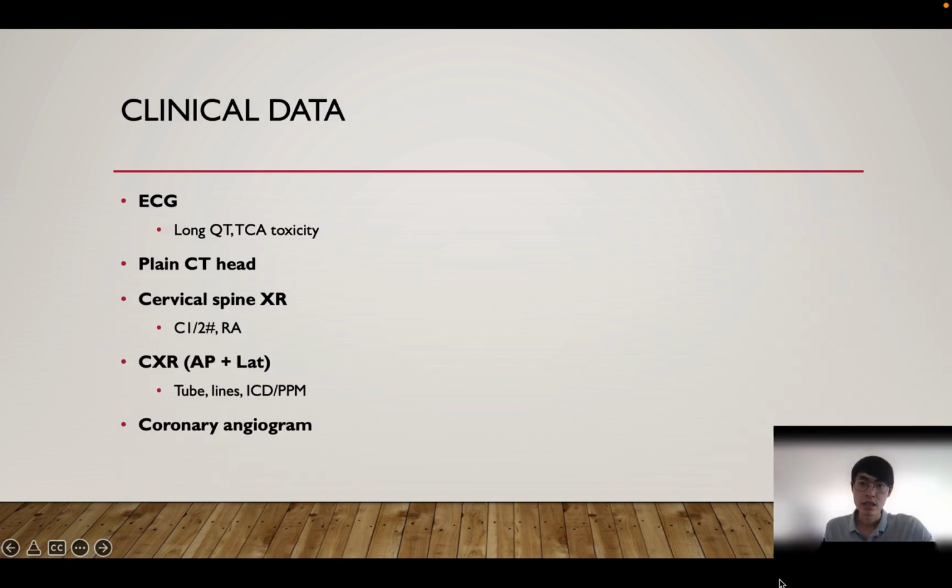For clinical data, ECGs with common emergencies like STEMI, NSTEMI, tachy and bradyarrhythmia, long QT, TCA toxicity, and plain CT head after head injury, cervical spine X-ray with fracture or rheumatoid disease, chest X-ray, both AP and lateral view, commonly appear in the exam. Interestingly, the exam likes to ask about coronary angiogram, so make sure you know the different views of angiogram and the basic anatomy of the vessels.